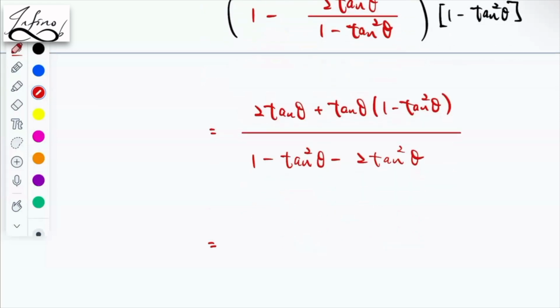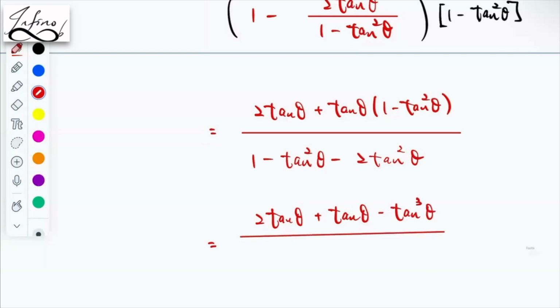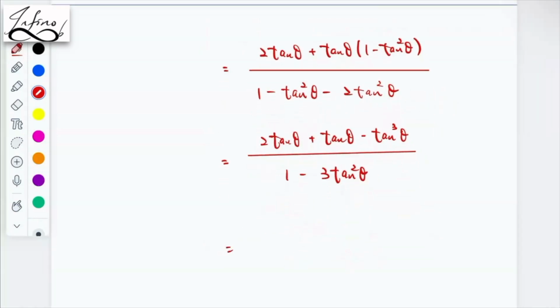So this method is pretty fast, right? That's why it's 2 tangent theta plus tangent theta minus tangent cube theta over 1 minus 3 tangent square theta. And that's why the final answer is simply 3 tangent theta minus tangent cube theta over 1 minus 3 tangent square theta.